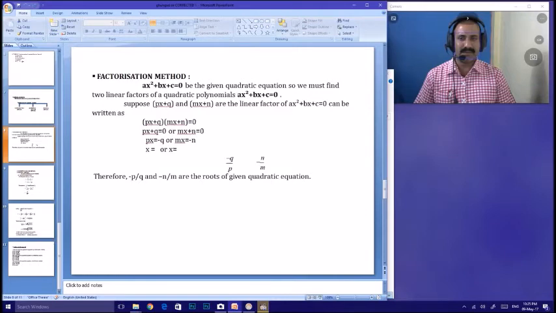Therefore, we can write px equals to minus q or mx equals to minus n. Therefore, we can also write x equals to minus q upon p or x equals to minus n upon m. Therefore, minus q upon p and minus n upon m are the roots of the given quadratic equation.